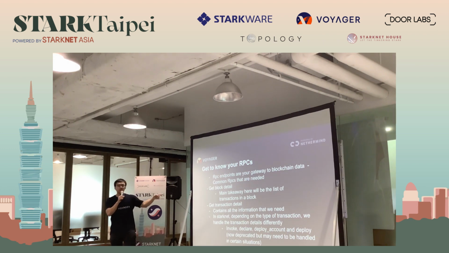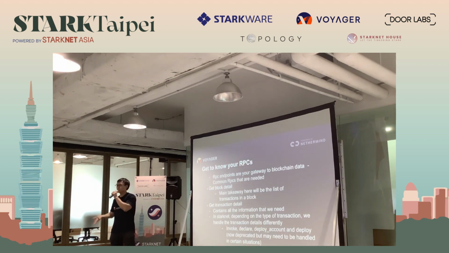And then you have get transaction detail, which you call to get more information about what the transaction is. For example, if there is a transfer transaction in Starknet, it will be an invoke function. But of course, there are various types of transactions in Starknet, such as declare, deploy account, and deploy, which has been deprecated, and we still need to handle those, because if not, when we resync from scratch, it will break our explorer.